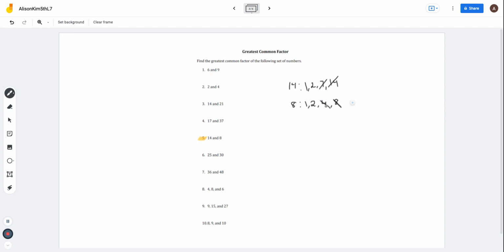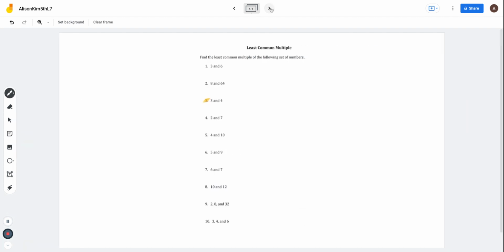Okay, now we have that both the factors of 14 and 8 have 1 and 2. But it's asking us for the greatest common factor, right? So we're going to have to find the biggest number of these two, and it's obviously 2, right? So your GCF for 14 and 8 will be 2. Now, it's a long process usually if the number has a lot of factors, but thankfully, this worksheet doesn't have any numbers that have multiple factors, or at least not too many.